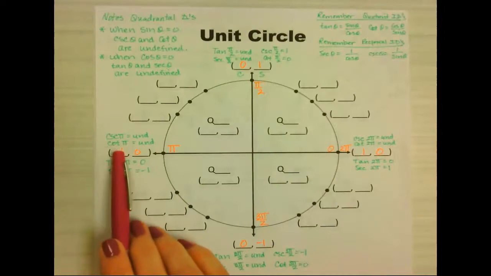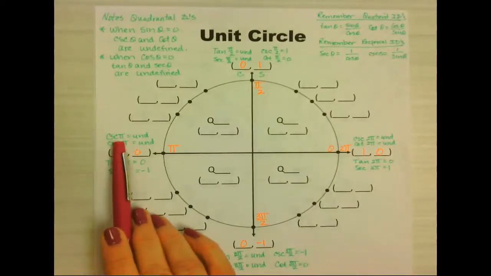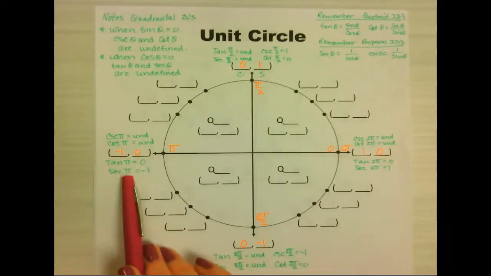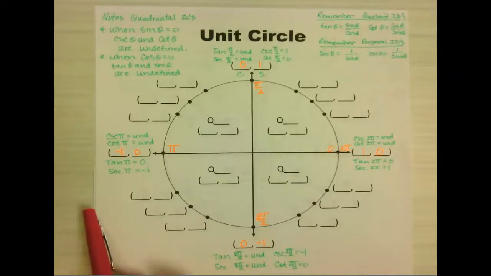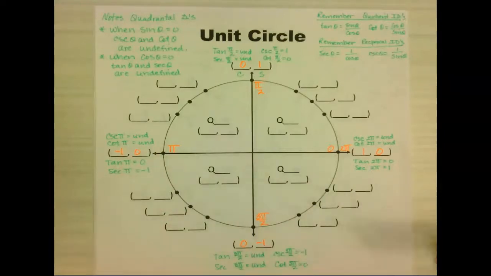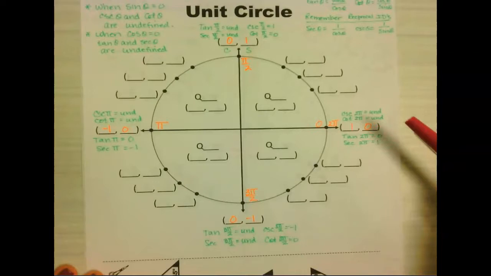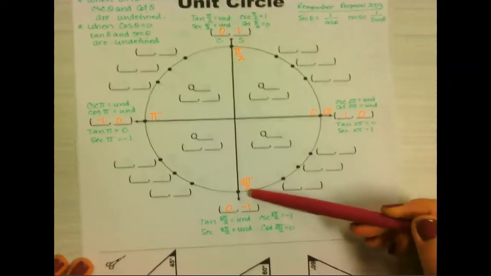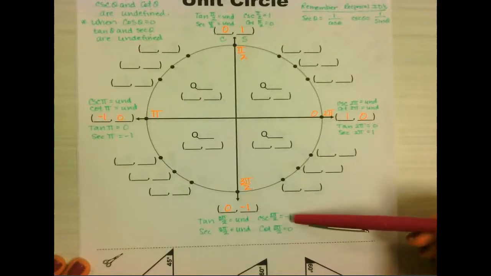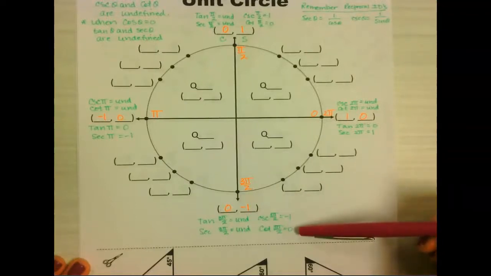But look what happens when we move to this quadrantal angle. Now it's cosecant of pi that's undefined and cotangent of pi that's undefined. So that leaves tan of pi to be 0 and secant of pi to be negative 1. And then I went over here to 3 pi over 2, and tangent and secant are undefined. Cosecant is negative 1, and cotan is 0. And notice it's of the angle 3 pi over 2.